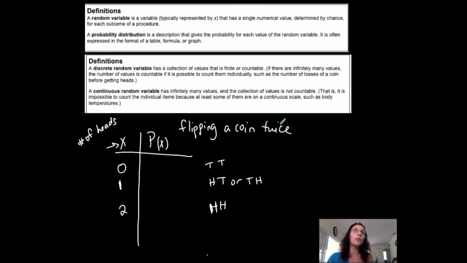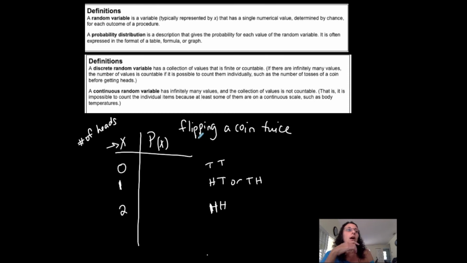That is what a probability distribution is, a description that gives the probability for each value of a random variable for whatever situation. A random variable is a variable, typically represented by x, that has a single numerical value, in this case discrete, determined by chance, which this is, for each outcome of this procedure. So my procedure is flipping a coin twice, and my random variables represent the number of heads.